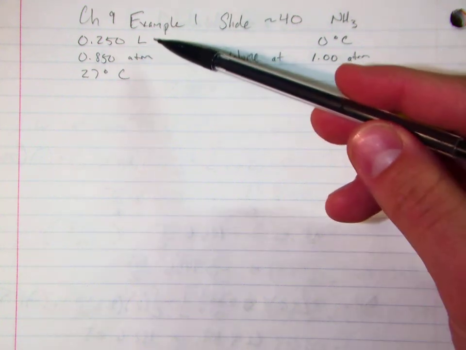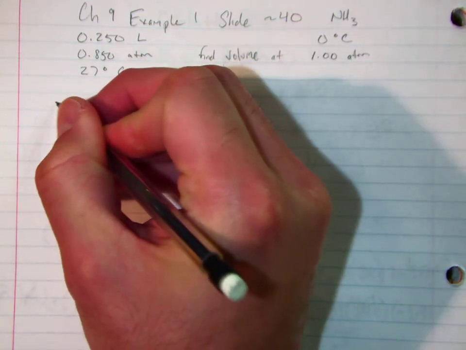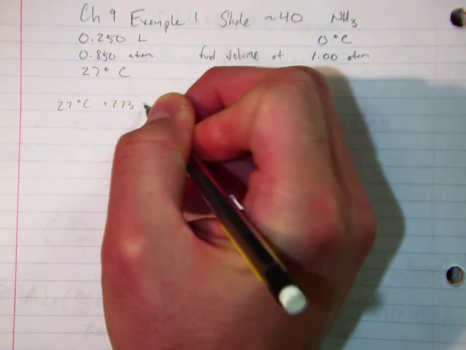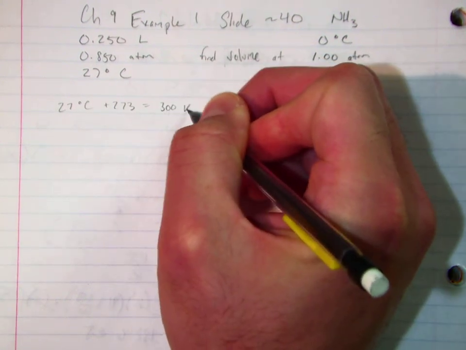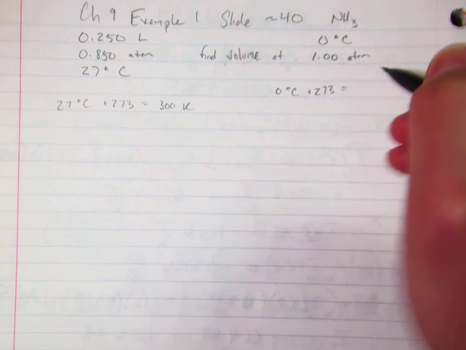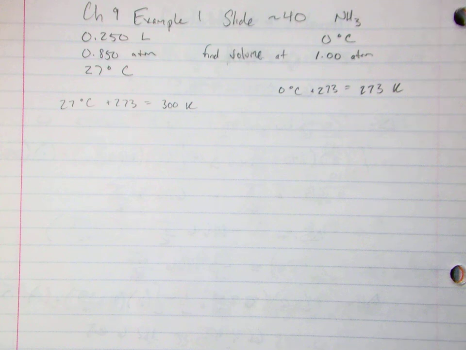So we like liters for volume, we like atmospheres for pressure, but we want our temperatures to be in Kelvin. And to convert from Celsius to Kelvin, I add 273, right? So 27 degrees Celsius plus 273 is equal to 300 Kelvin, and 0 degrees Celsius plus 273 is easy, right? That's equal to 273 Kelvin.